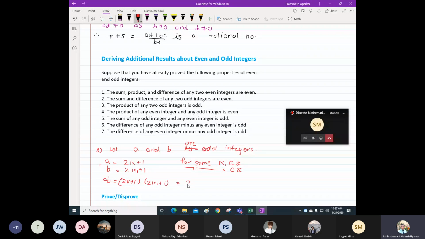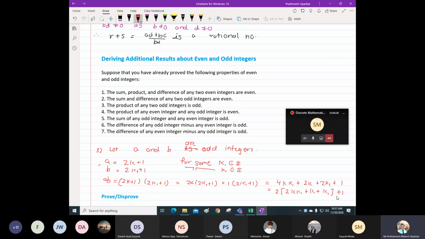What is the product? 2k will be multiplied with the second bracket, that is 2k1 plus 1, plus 1 multiplied with the second bracket, that is 2k1 plus 1. Expand. What you will get, 4k into k1 plus 2k, expand, plus 2k1 plus 1 into 1 1. So you can take 2 common, 2 times k into k1 plus k plus k1 ब्रैकेट कंप्लीट प्लस 1.